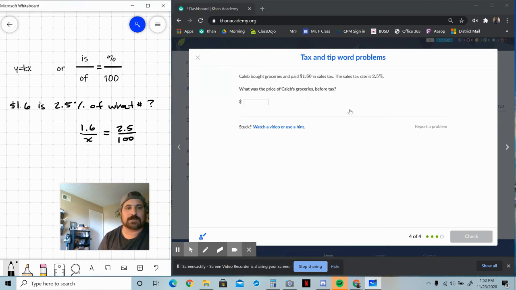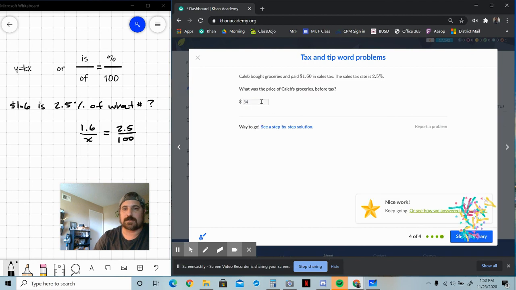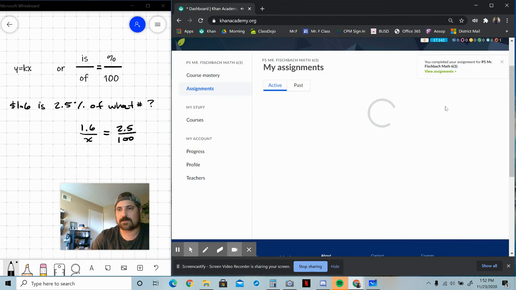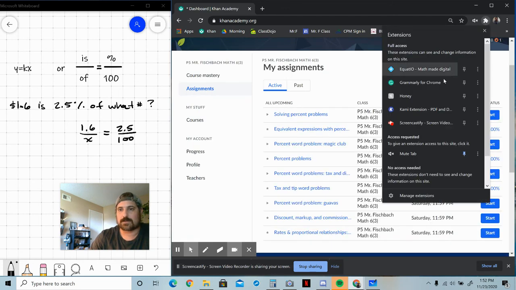So what that tells you is that $1.60 is 2.5% of 64. So we're going to put that in here. It says, what is the price of Caleb's groceries before tax? $64. And that's how you do it. Okay, hopefully that helps. Let's stop the video.